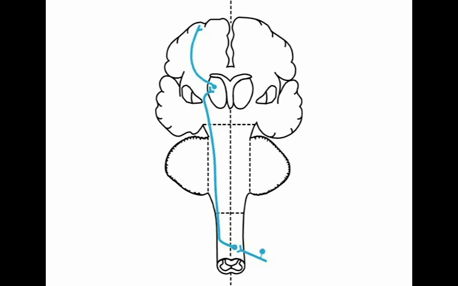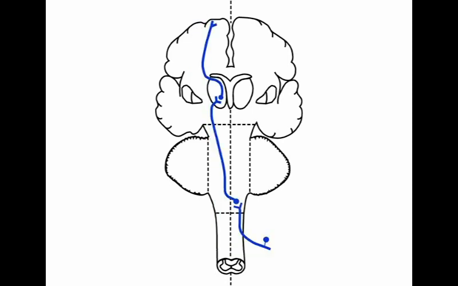Axons from the second order neuron cross immediately via the ventral white commissure to the anterior lateral quadrant of the spinal cord and then ascend as the spinothalamic tract to the ventral posterior lateral nucleus, or the VPL, of the thalamus. The axons of the third order neurons project to the posterior central gyrus or somatosensory cortex.